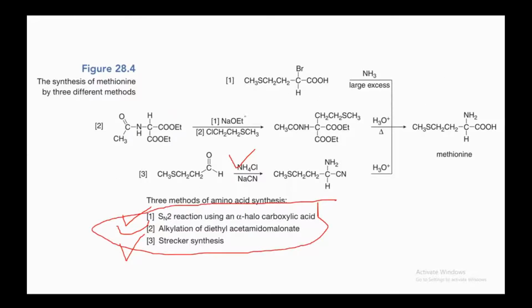So these are the 3 methods that we discussed for the preparation of amino acids. Number 1: the alpha-halo carboxylic acid reacts with ammonia in large excess to give you this amino acid. Number 2 is alkylation of diethyl acetamidomalonate to give you this amino acid, and lastly you react the aldehyde with sodium cyanide to generate nitriles, and upon hydrolysis it gives you the amino acid. So these are the 3 methods that can be employed to prepare amino acids in the laboratory.